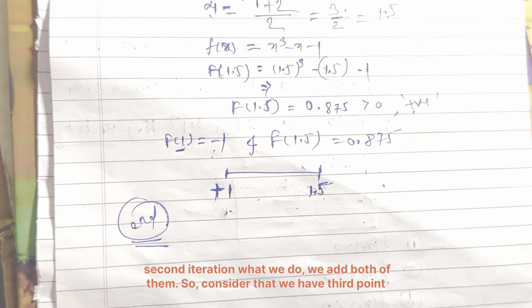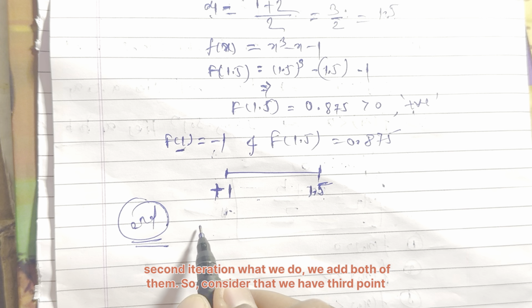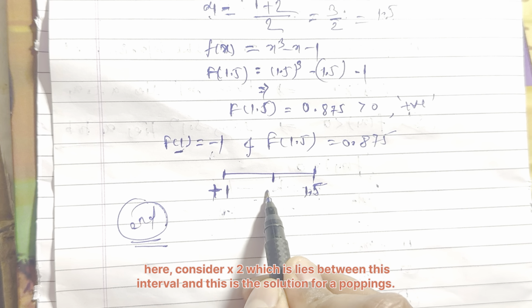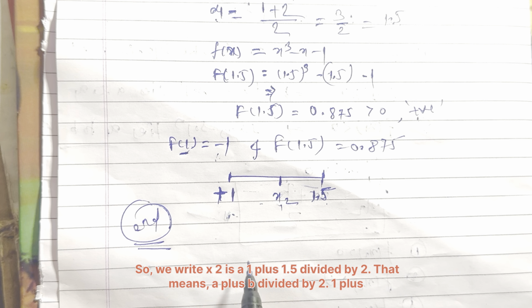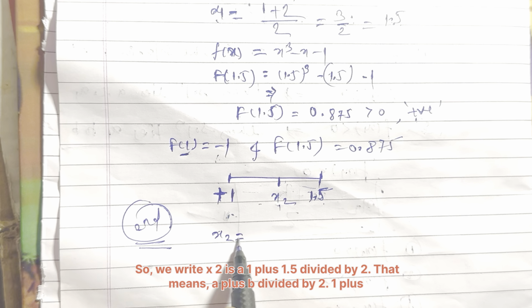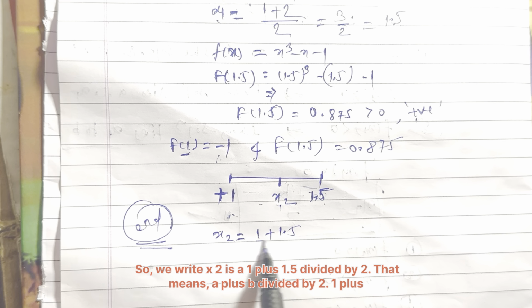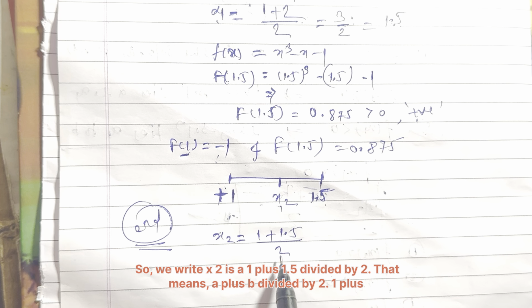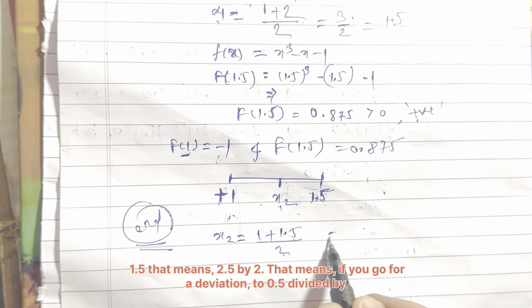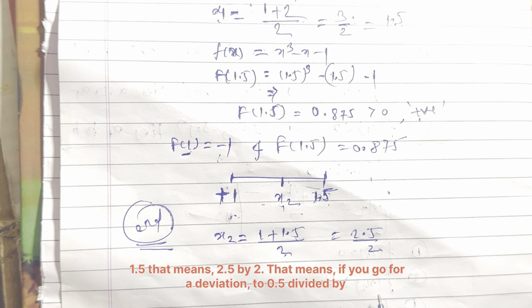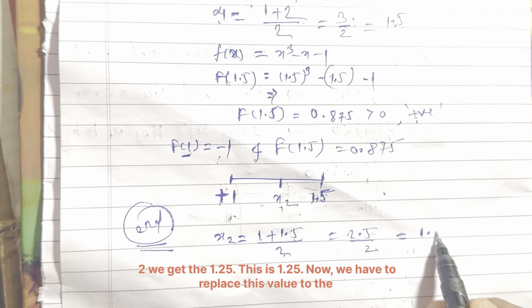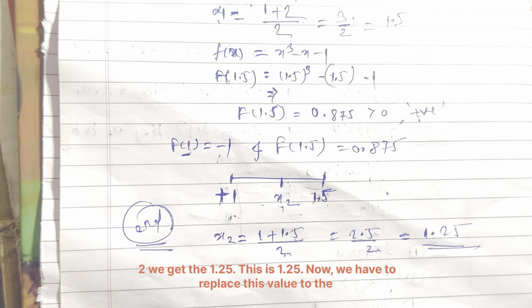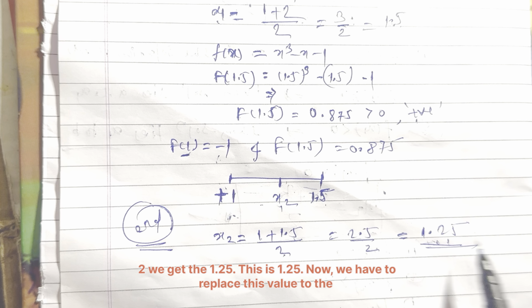So in our second iteration, what we do is add both of them. Consider that we have a third point here, x2, which lies between this interval, and this is the solution for f of x. So we write x2 is 1 plus 1.5 divided by 2, that means a plus b divided by 2. 1 plus 1.5 is 2.5 by 2. Dividing 2.5 by 2, we get 1.25. Now we have to replace this value in our f of x.